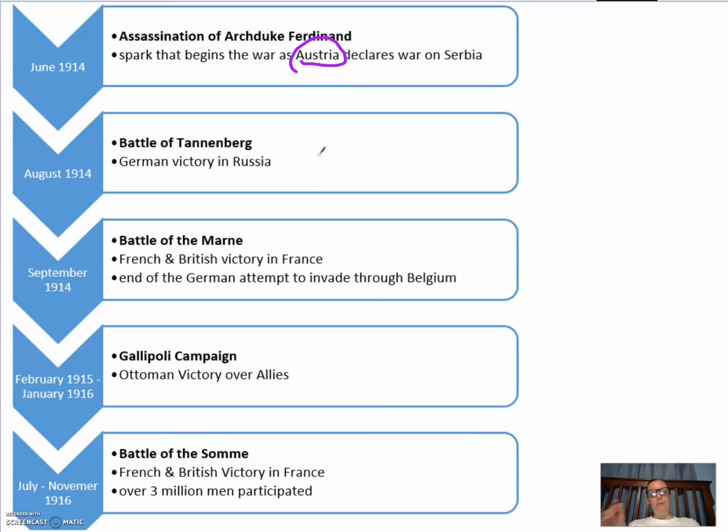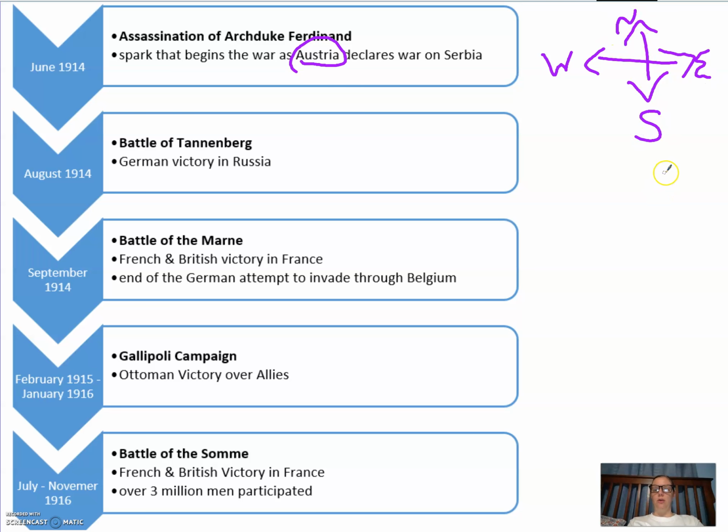So you have to know a couple of battles for World War One, and the first one is the Battle of Tannenberg. So Tannenberg is in Western Russia, and the Germans were trying to go across. Let's draw our little compass rose for just a second so you can think about this. West, east, south, north, right? So it's in this western section of Russia, as the Germans are trying to advance into Russia. And it's a fairly decisive victory.